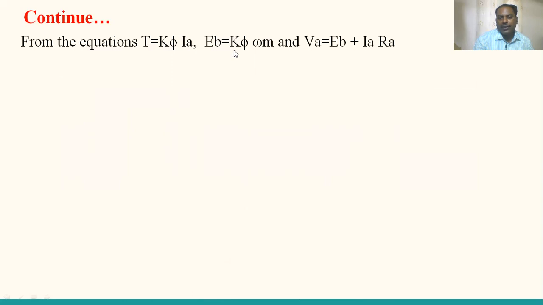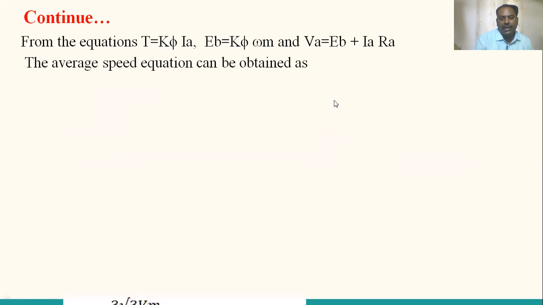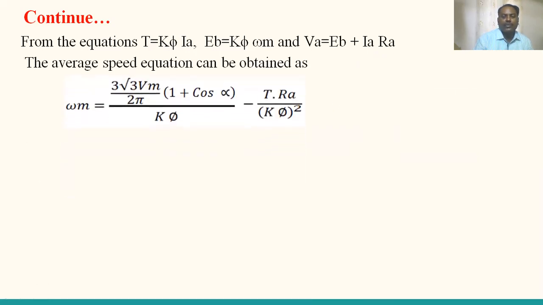Eb is equal to K phi omega, this is also a known equation, and Vt is equal to Eb plus Ia Ra. From all these equations, the average speed can be obtained with the help of this formula. So omega m is equal to 3 root 3 Vm by 2 pi, times (1 plus cos alpha) divided by K phi, minus T into R by (K phi) whole square. This is the speed equation, the average speed equation of a 3-phase semi-controlled converter fed DC separately excited motor.